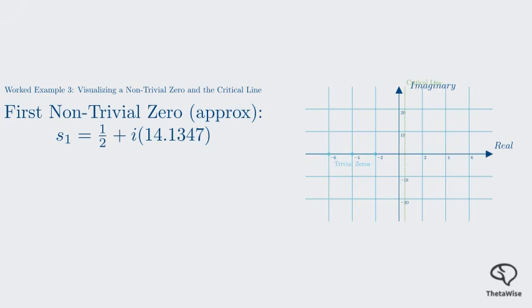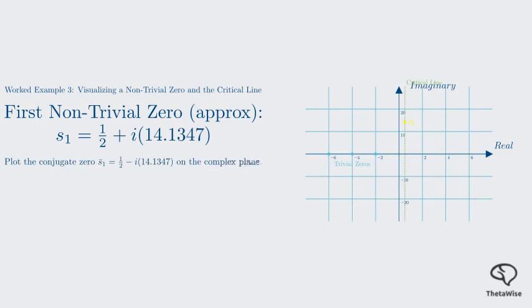Since the real part is exactly 1/2, the point S1 must fall directly on the critical line we just drew. The imaginary part of 14.1347 tells us to go up the imaginary axis to that value. And there it is, perfectly on the line.